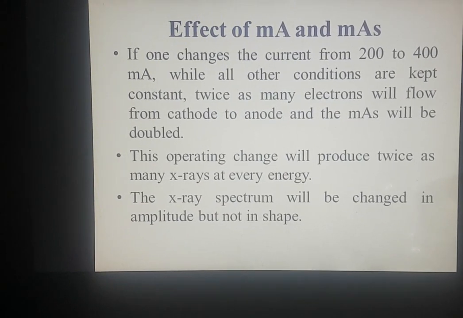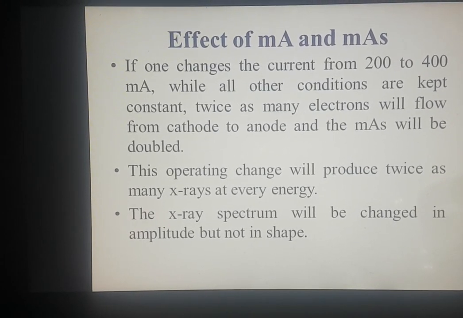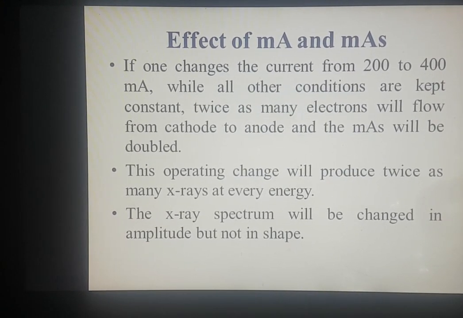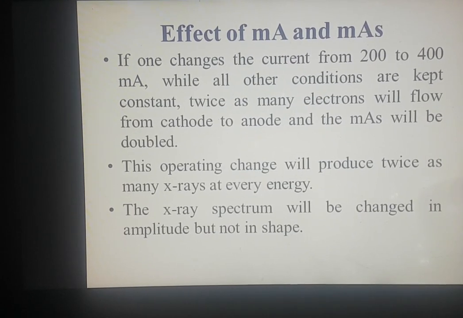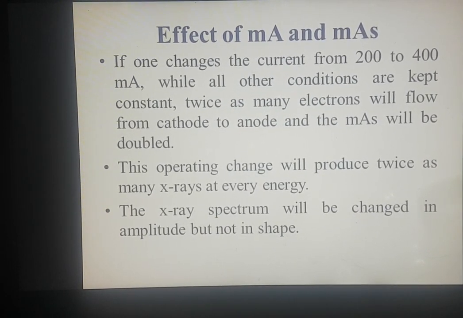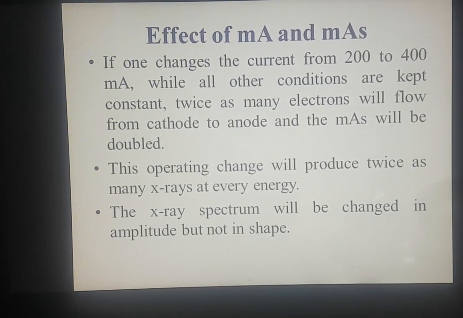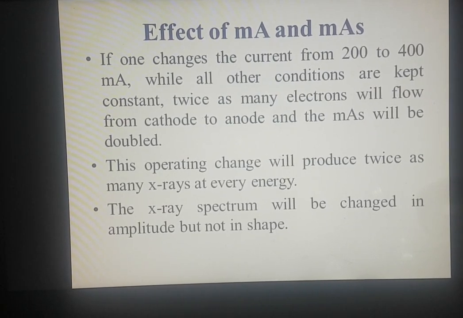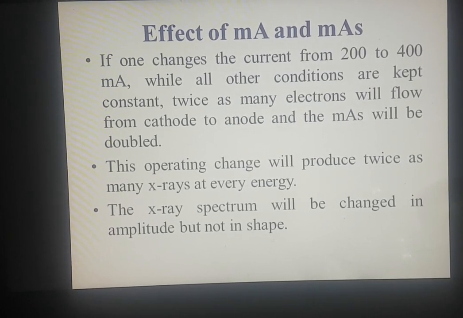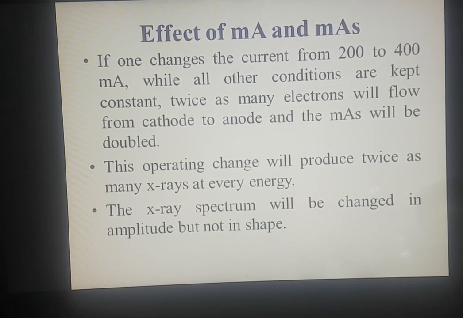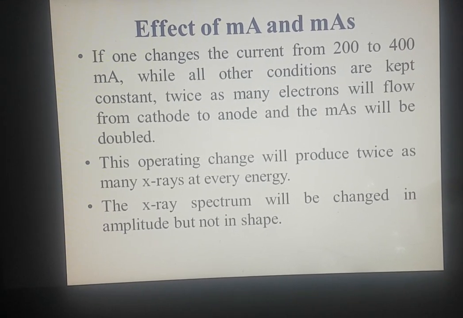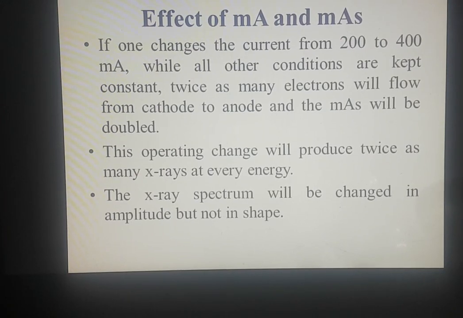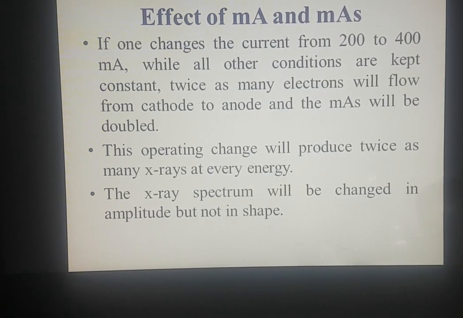Now we will discuss these factors individually, and the first factor that we are going to discuss is the effect of MA or MAS. So what is actually the difference between MA and MAS? MA stands for milliampere, and it is simply the current passed through the filament of an X-ray tube, while MAS stands for the milliamperes through the filament of the X-ray tube multiplied by the time for which this current is passing, which means that by increasing the current, that is milliamperes, we are also increasing the time for the current to pass through the filament.